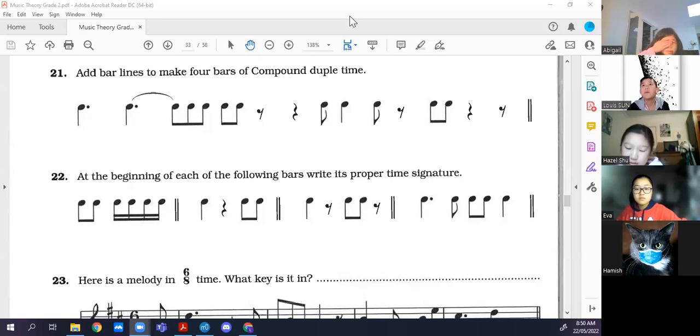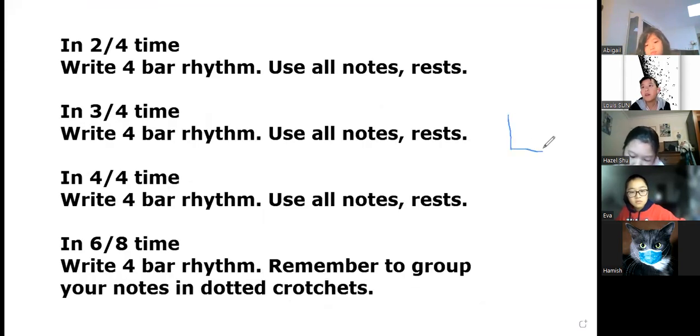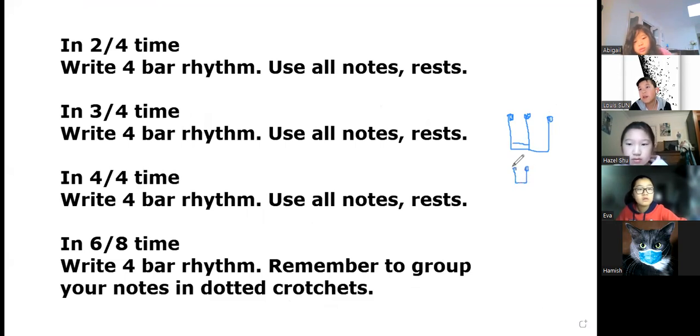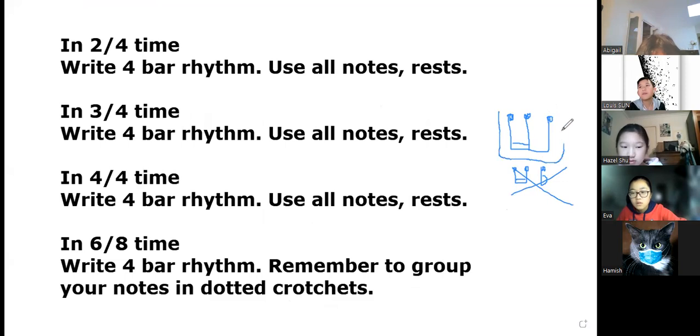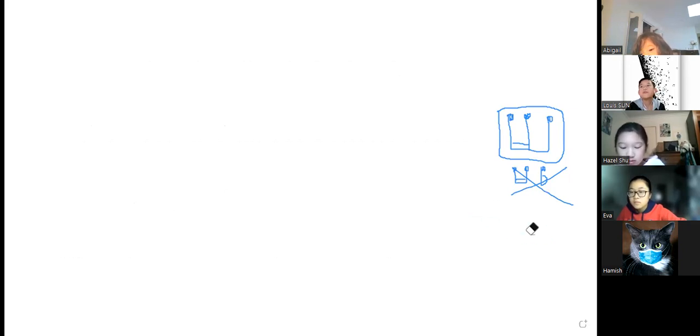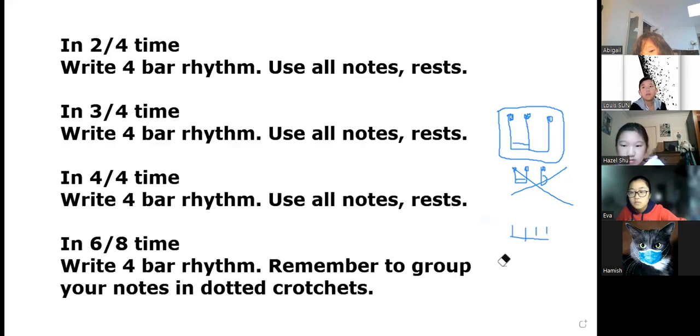Am I sharing a whiteboard? I'm not sure, sorry. Okay. So if you had this, you can group it like that. There's no need to do something like this. I can't see your screen. Yep, so you can write it like that. So for the time being, I want you guys to always group your semiquavers in 4s or with a quaver. There you go.